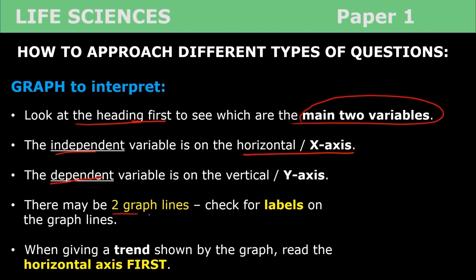There may be two graphs or two lines in a graph. Check for the labels on those lines or graph lines. When giving a trend shown by the graph, read the horizontal axis first. So which one is your horizontal axis? The x-axis. And then give the trend by saying how the variable that is given on the x-axis affects the variable that is given on the y-axis.